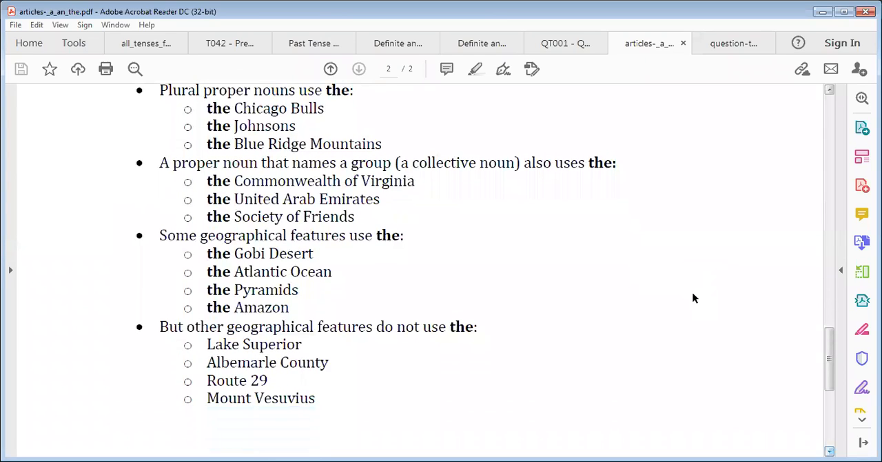Some geographical features use the. For example, the Gobi Desert. Okay, because these are unique places, one of a kind, right? That is why we use the. With the names of oceans, deserts, we use the. The Atlantic Ocean, the pyramids, they are unique. The Amazon. But other geographical features do not use the. So Lake Superior. So remember this, you're not going to use it with every geographical feature. Okay, it has to be unique in some way, either in its size, or it is just one of a kind. Then you will use the.